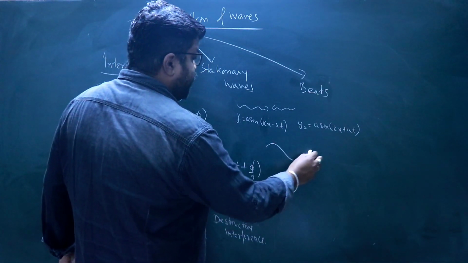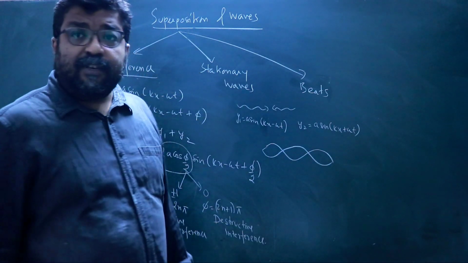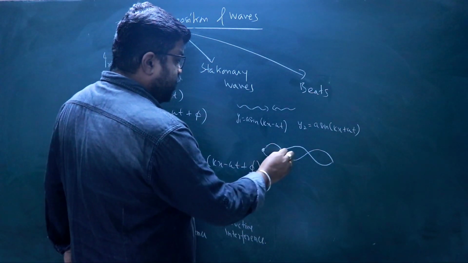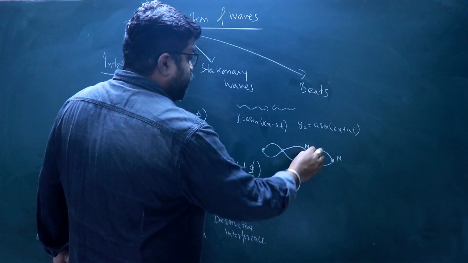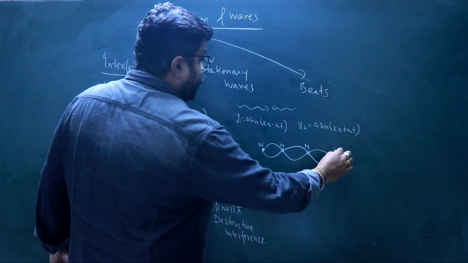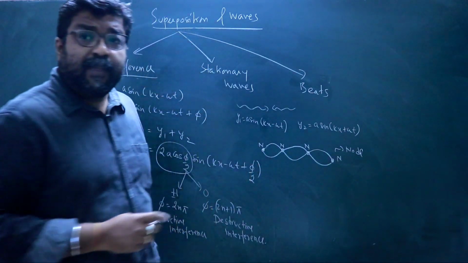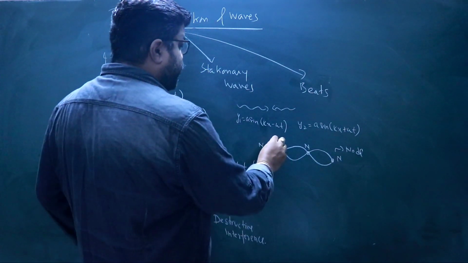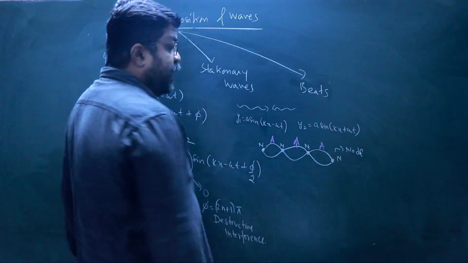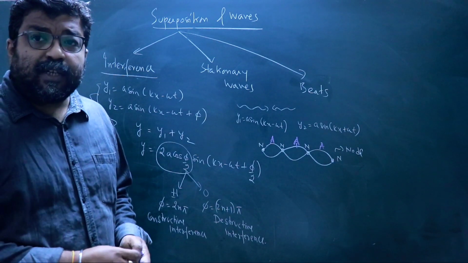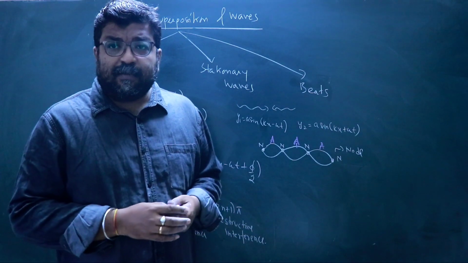So these two waves are undergoing superposition. On superposition we have the formation of a stationary wave. This is how a stationary wave looks. These positions are called nodes, and the positions at which we have maximum displacement are called antinodes. Nodes are positions of zero displacement and antinodes are positions of maximum displacement.